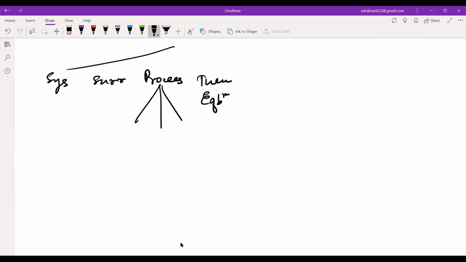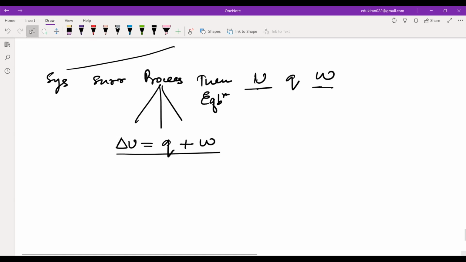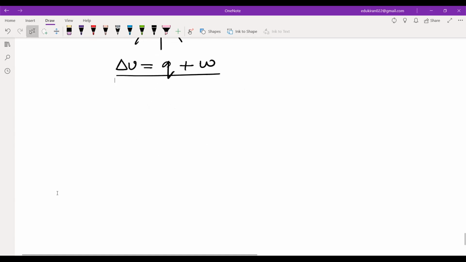Then we also did some new definitions like internal energy, U. Then we wrote about heat, we wrote about work, and a few important things regarding the heat and work was the delta U. It is equal to the heat involved and the work involved in a particular process. Now, this is a general equation, which is a mathematical representation of the first law of thermodynamics.